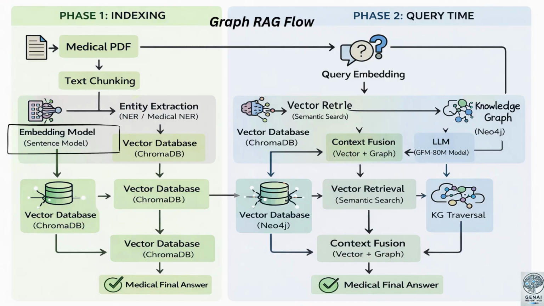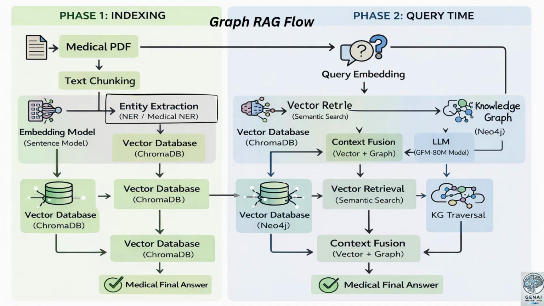This model converts each chunk into numerical vectors called embeddings. These embeddings represent the semantic meaning of the text. At the same time, the system performs entity extraction, medical NER. In this step, important medical entities such as fever, infection, insulin, or diabetes are detected from the text.